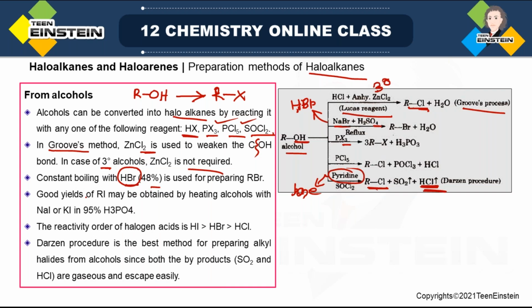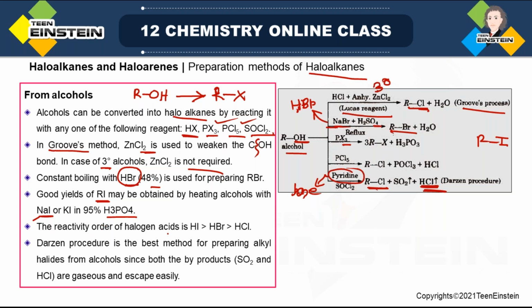If we want to get good yields of RI, that is alkyl iodide, what can we do? We can heat the alcohol in the presence of sodium iodide or potassium iodide. Just like you used NaBr here because your purpose was to make RBr, but if you want to make RI, you will use the iodide salt, sodium iodide or potassium iodide, in acidic medium. Here we have taken H2SO4, but when it is RI that you want to make, you can take 95% H3PO4, which is also an acid.